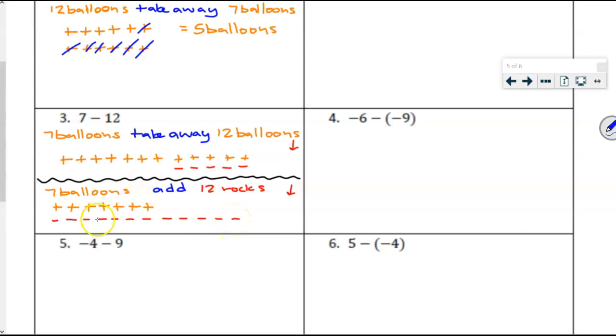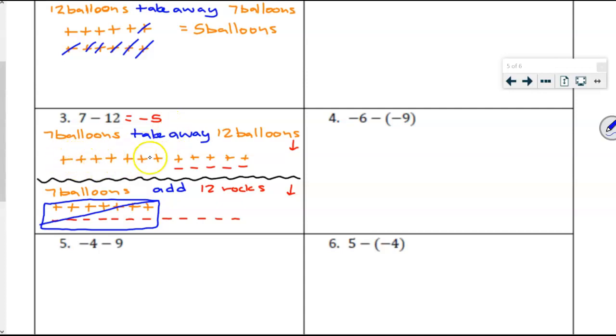What happens now that I've added those rocks? What happens right about here? Those are zero pairs, exactly. So we don't have to count those. Those are zeros. What is it that I have left? 5. 1, 2, 3, 4, 5 negatives, which means 5 rocks. So this is equal to a -5.